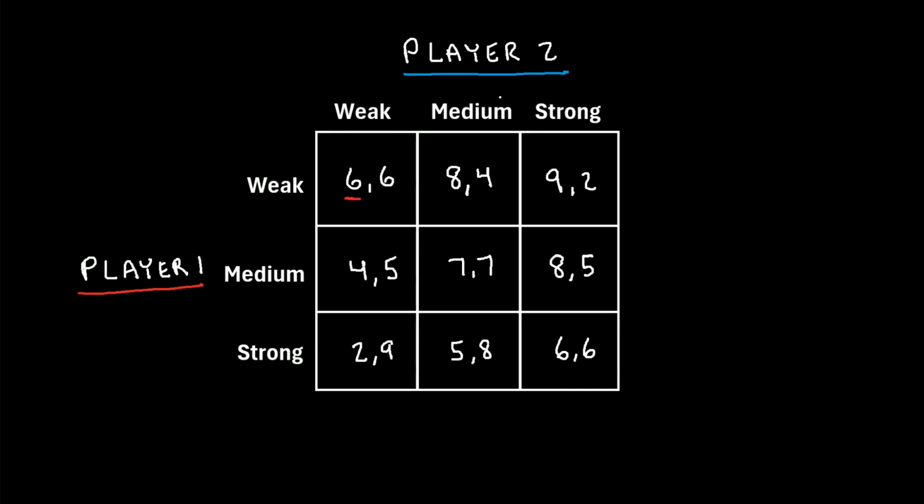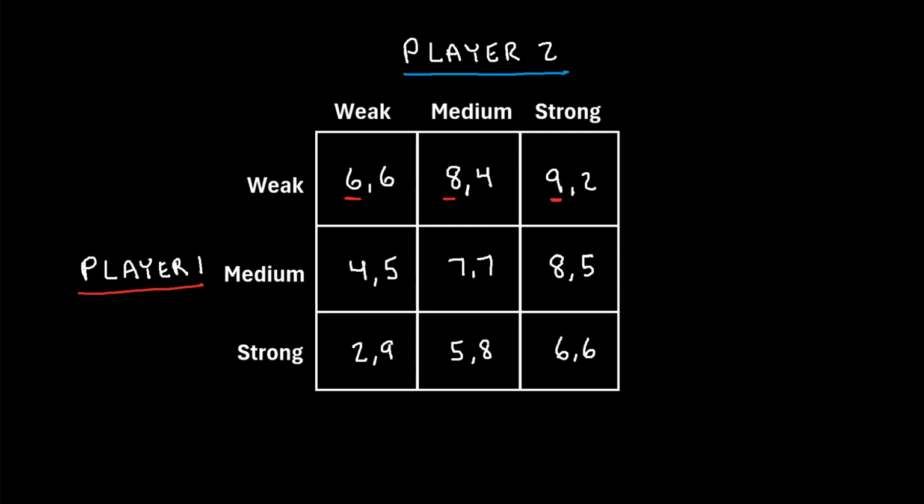Then we'll say, okay, what if player 2 chooses medium as their strategy? Should I, as player 1, choose weak, medium, or strong? Well, weak, again, gives me the highest payoff, so I should choose weak. So let's underline that in red as well. And then lastly, we'll say, okay, what if player 2 chooses strong as their strategy? Should I choose weak, medium, or strong as my strategy? Well, again, weak gives the highest payoff, so I should choose weak. So let's underline that in red as well.